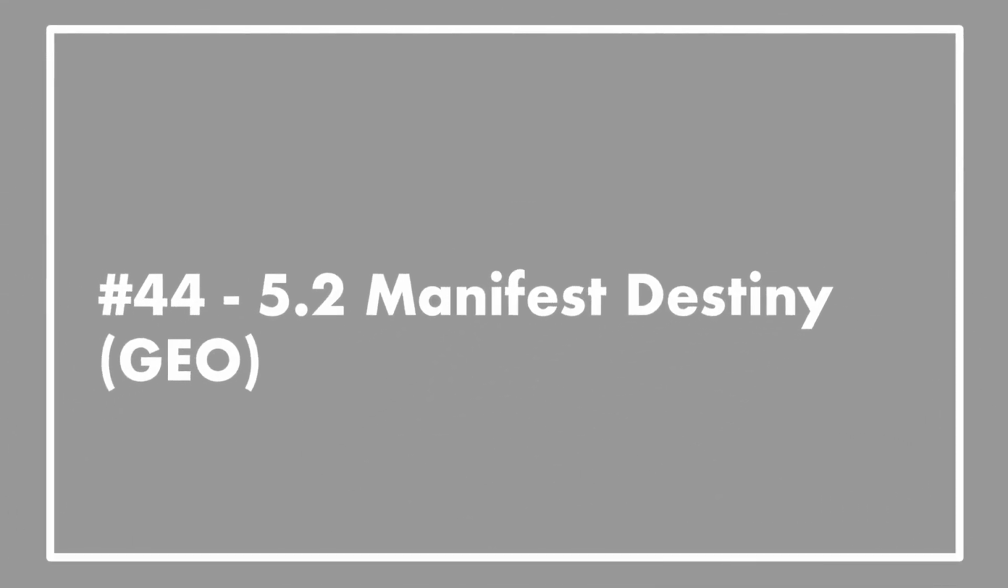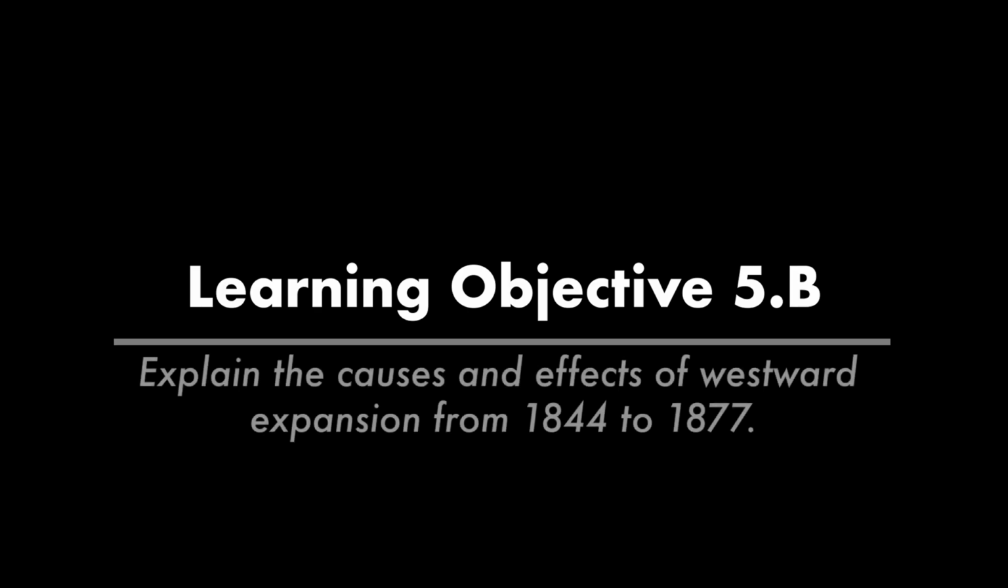This is historical topic 5.2, Manifest Destiny. The theme for today is geography and the environment. The learning objective is to explain the causes and effects of westward expansion from 1844 to 1877.